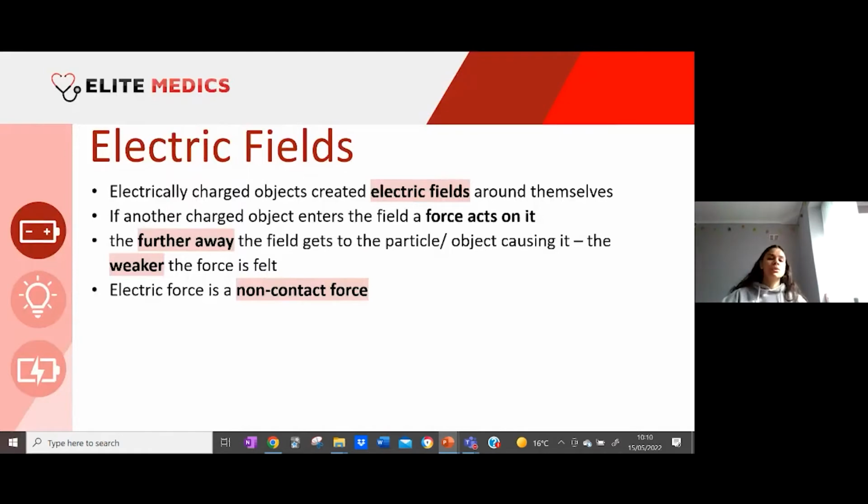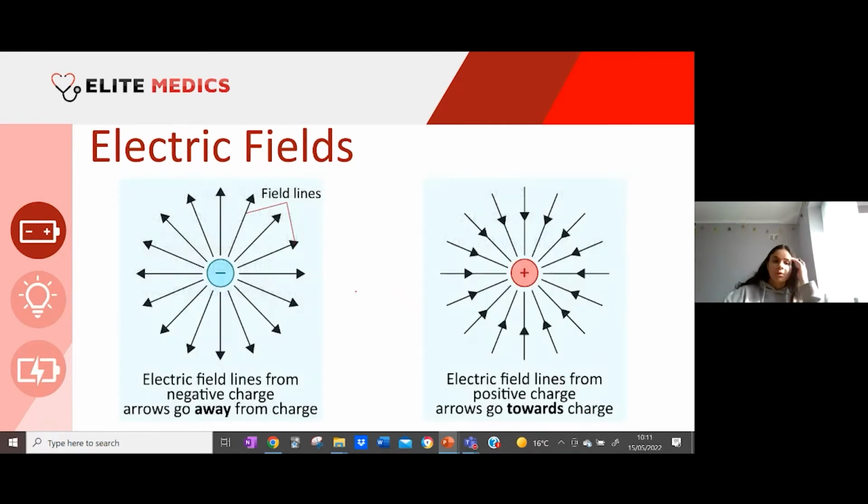Okay, so electric fields. Electrically charged objects create electric fields around themselves. If another charged object enters this field, a force acts upon it. The further an object is away from a field, the weaker the force is. So that makes complete sense. If you're far away from something, you're not going to feel the full effects of that field. Electric force is a non-contact force, which means that without physically touching the object, it can exert its force upon it.